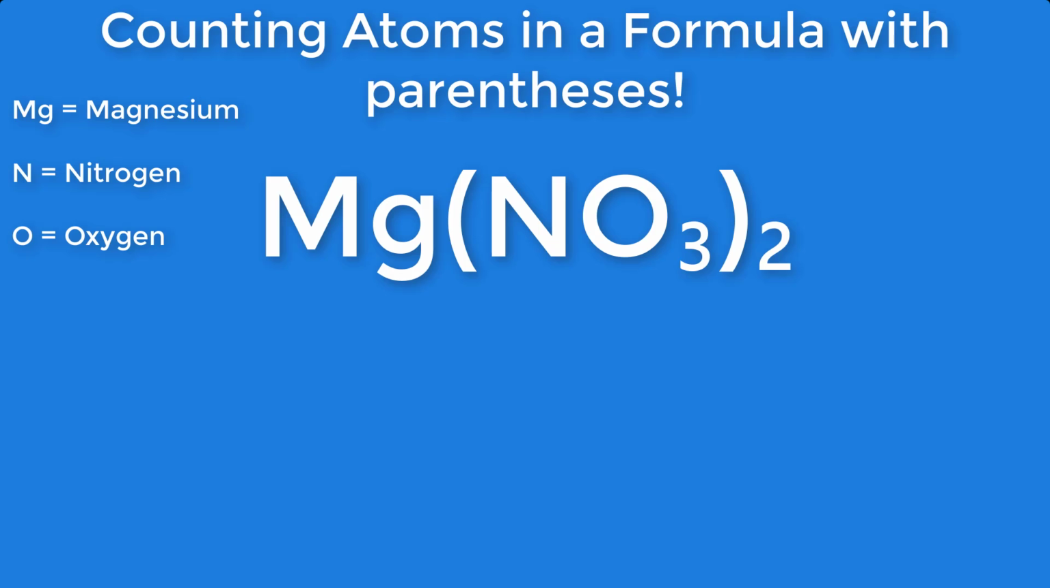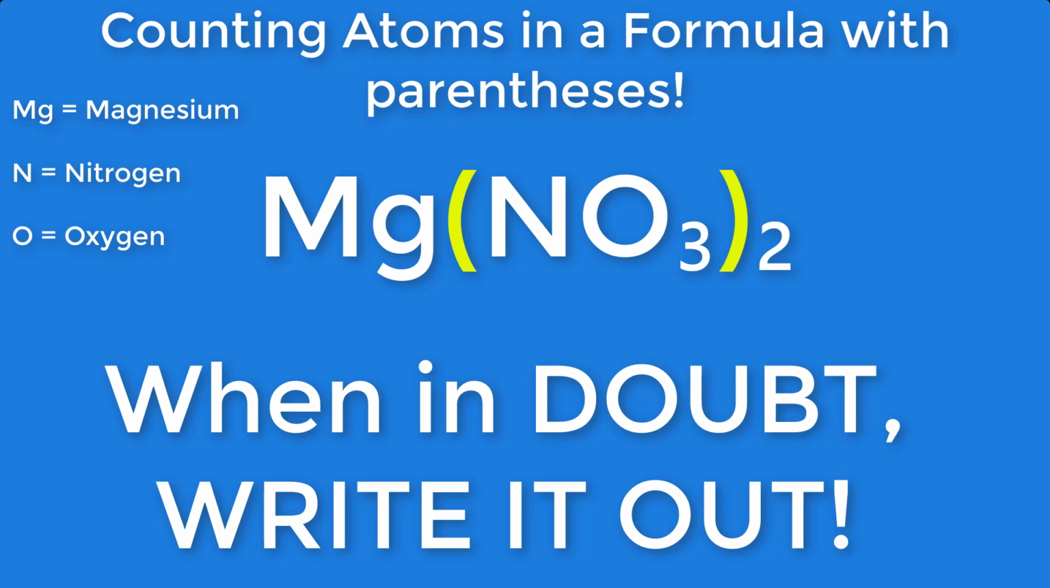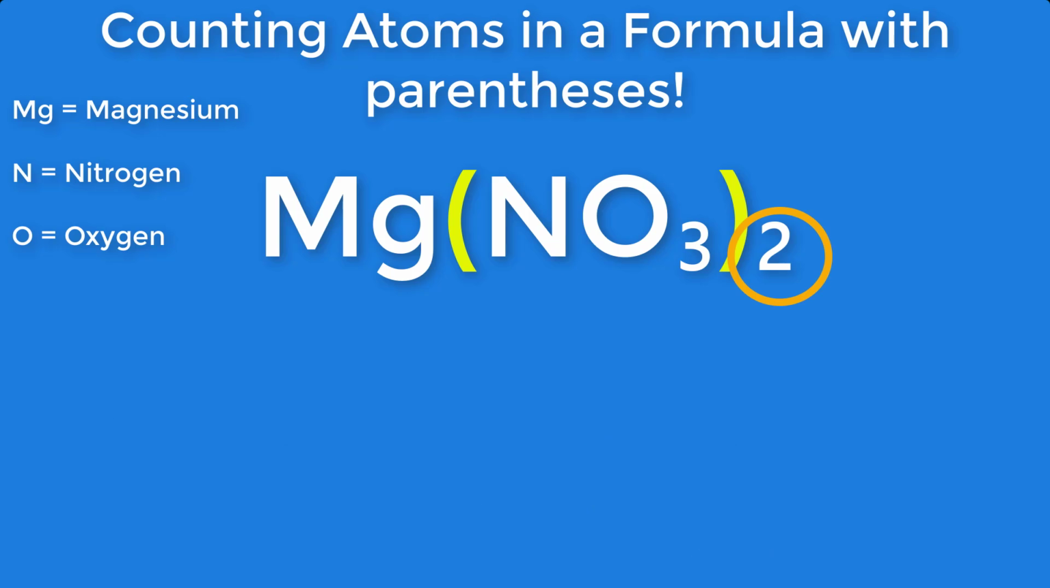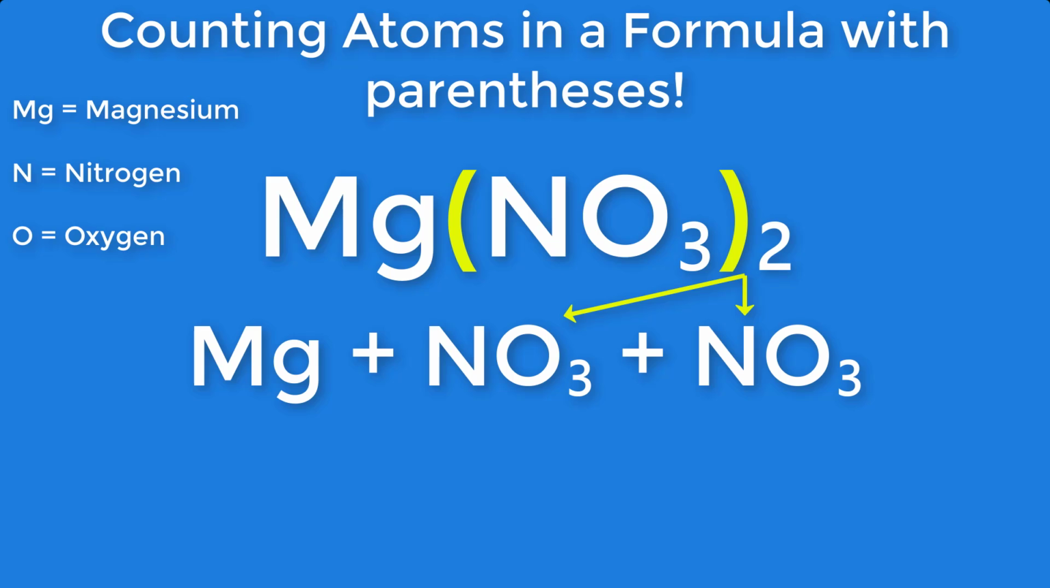Now let's go one step further and count atoms in a formula with parentheses. These parentheses act just like they do in math. This formula is called magnesium nitrate. Remember your motto, when in doubt, write it out. Notice the 2 subscript after the parentheses. This means that you are going to write out whatever is in the parentheses that many times. Since it's a 2, we will write it out 2 times, like this. Be careful to only apply it to whatever is inside the parentheses.